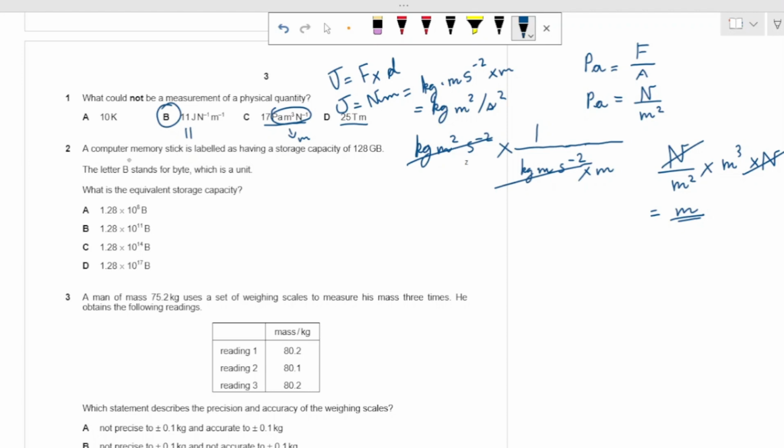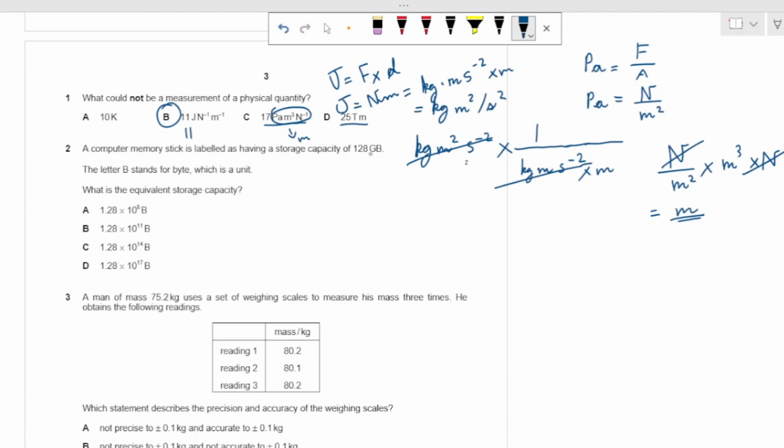Question 2. A computer memory stick is labeled as having a storage capacity of 128 gigabytes. The letter B stands for a byte, which is a unit. What is the equivalent storage capacity? Now this question is really easy for computer science students. However, if you aren't a computer science student, do not worry, because this question is also easy.